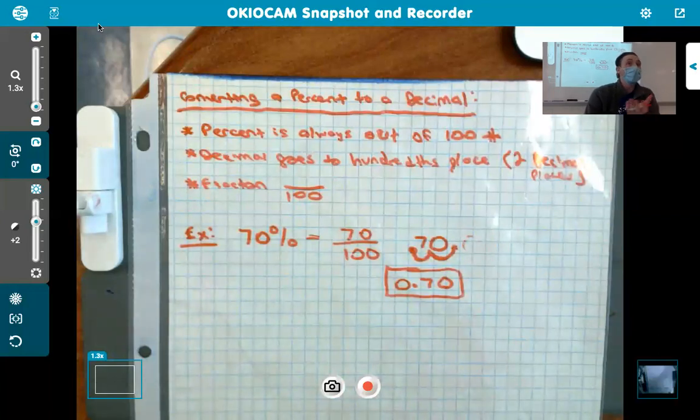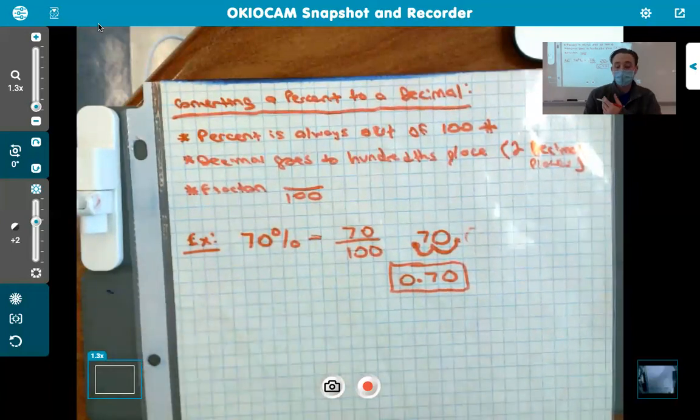And that's essentially all that you need to do for a problem like this. You take your whole number, put a decimal place at the end, move it 2 places to the left. It's important that you remember to go to the left, because as we progress forward, we're going to do the opposite of this. So making it decimal to a percent, you're going to move it to the right. But for today, you're moving it to the left 2 places. And then that would be your final answer. So 70% as a decimal is 0.7.